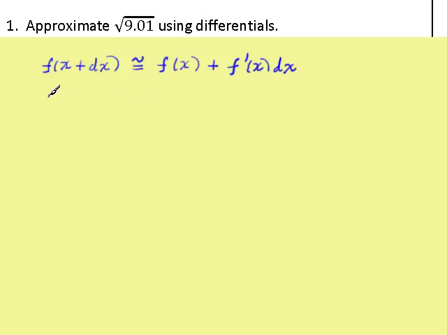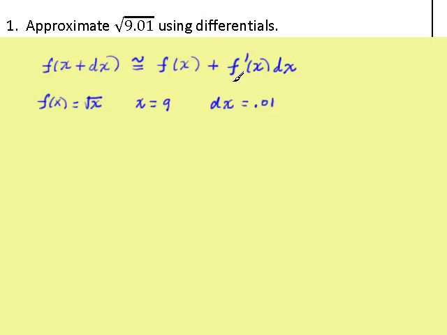Well, our function is going to be square root x. Our x value, our known value, is 9. We know what the square root of 9 is. And our jump is 0.01. That's our dx. Our x jump is 0.01.